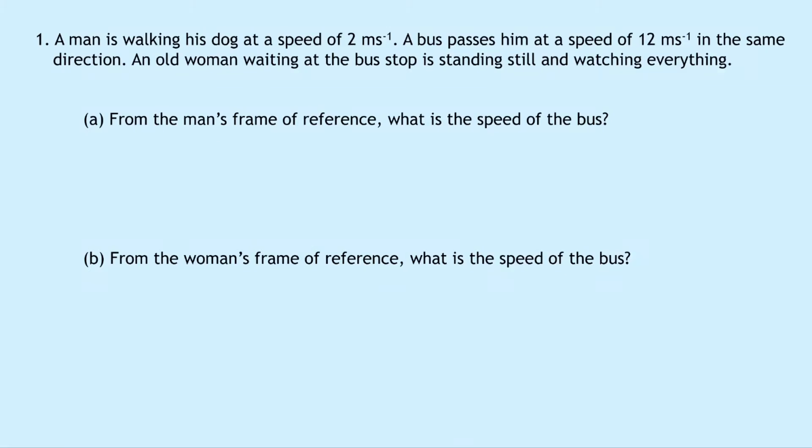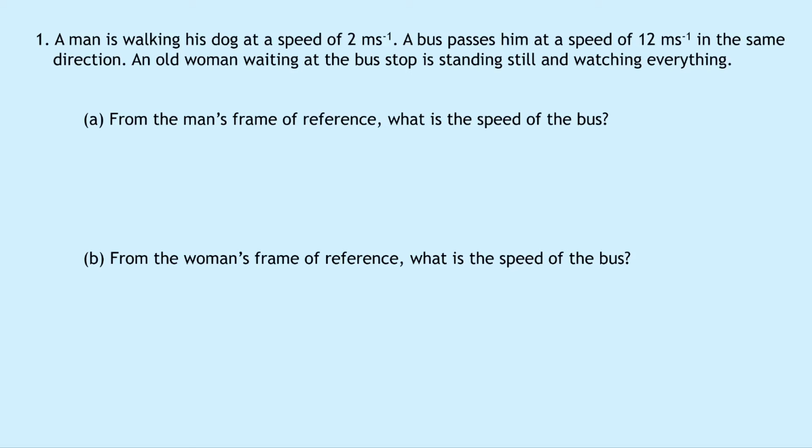So let's get started. Question 1 says that a man is walking his dog at a speed of 2 meters per second. A bus passes him at a speed of 12 meters per second in the same direction. An old woman waiting at the bus stop is standing still and watching everything. Part A says, from the man's frame of reference, what is the speed of the bus?